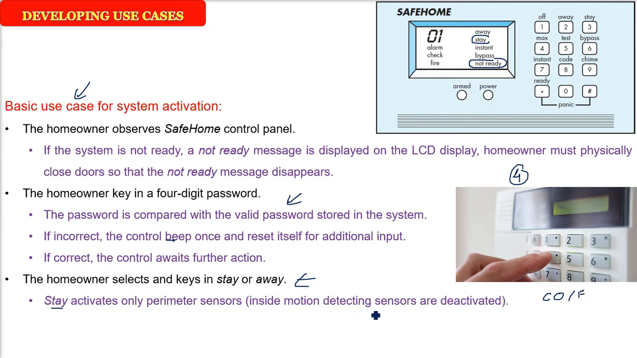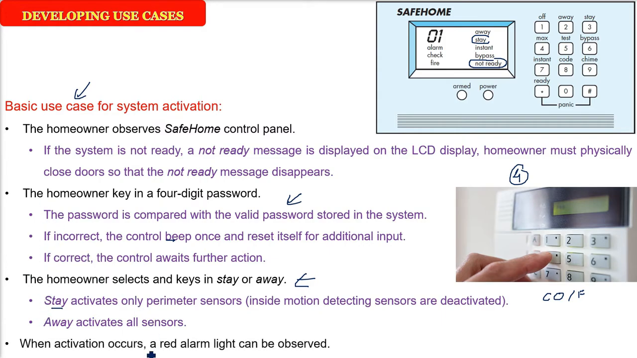Because in a house he will be moving, and his kids and all family members will be moving, so this will not be required. Away activates all the sensors, because once you are away, you will need the system to be activated. And when the activation occurs, the control panel should give you a certain light, for example, a red alarm light. So this is the basic use case for a system activation when a control panel is used to interact with the system.